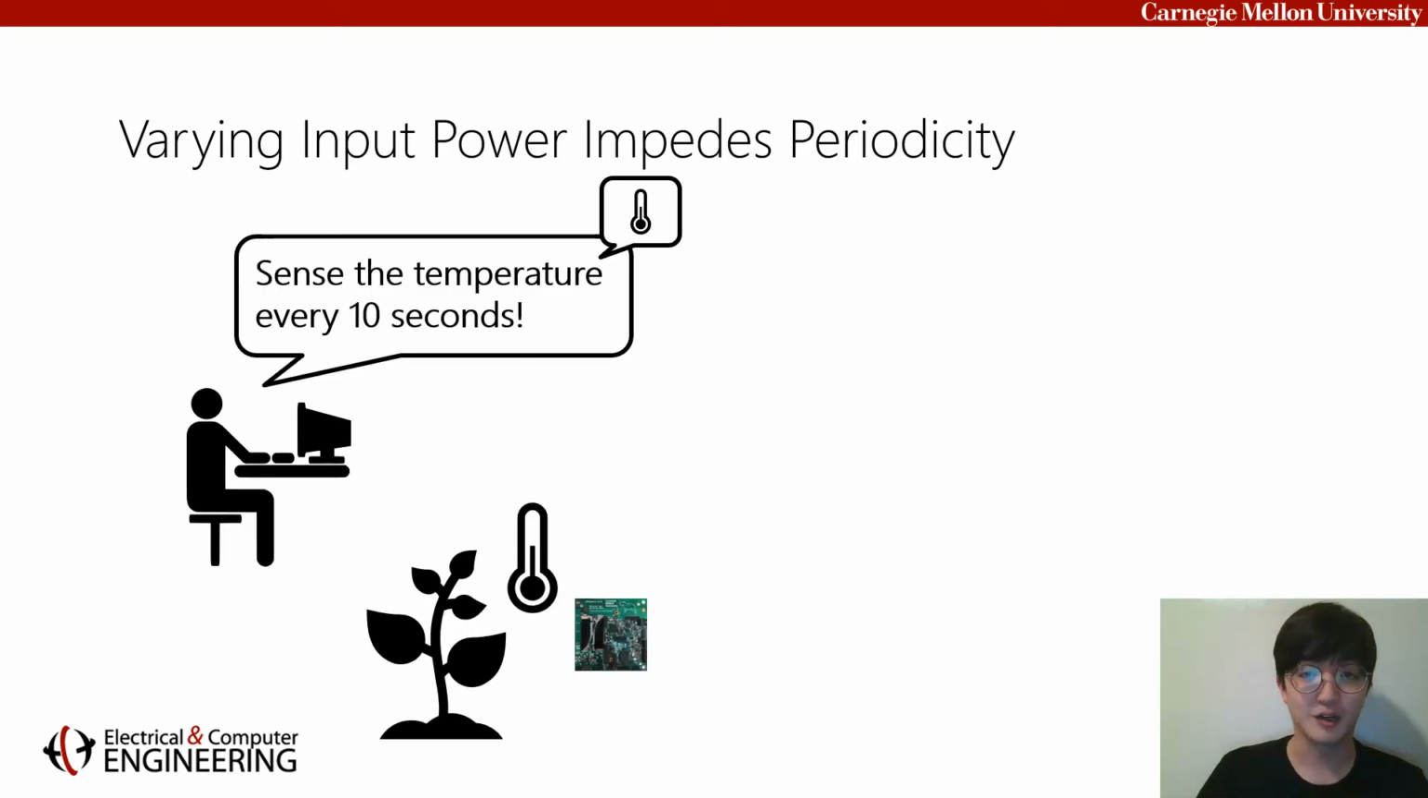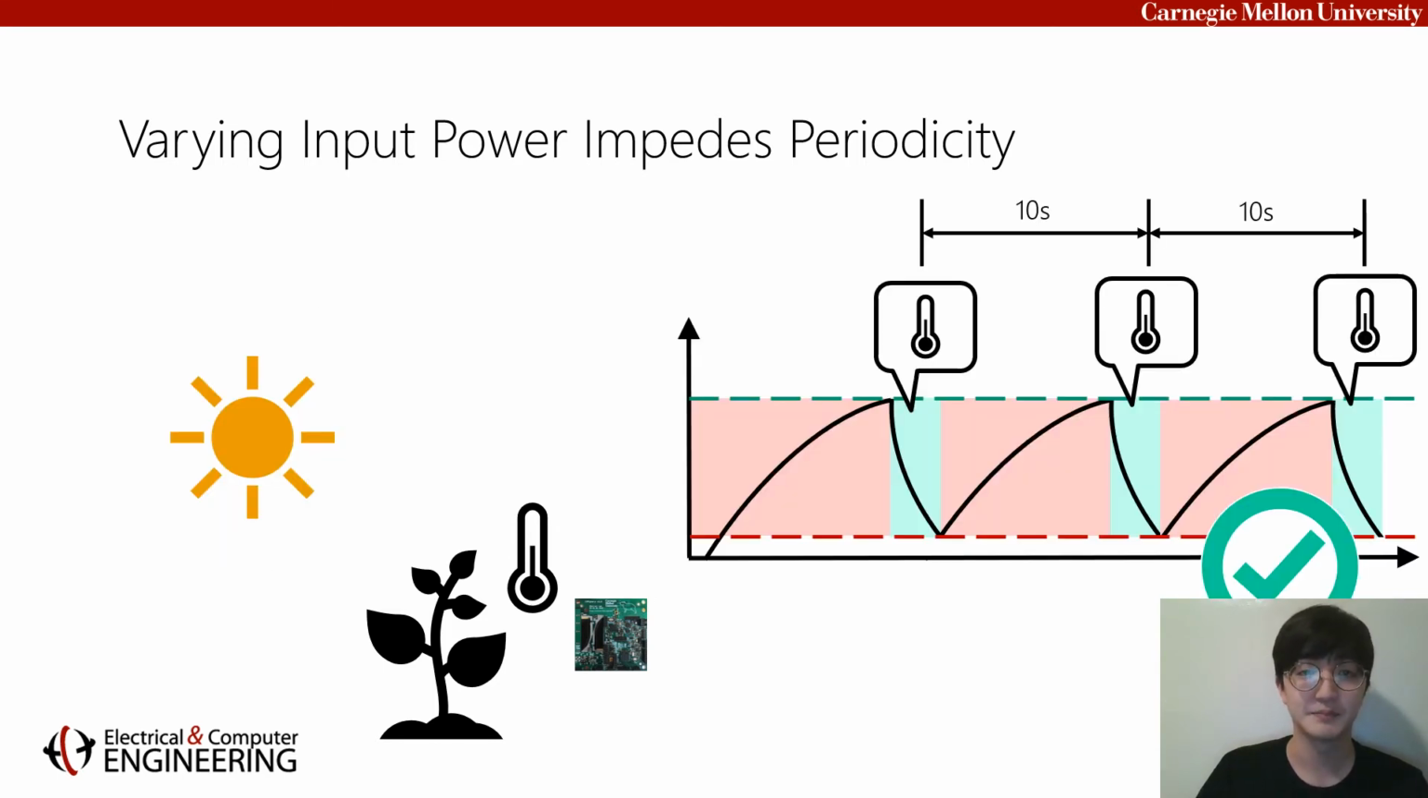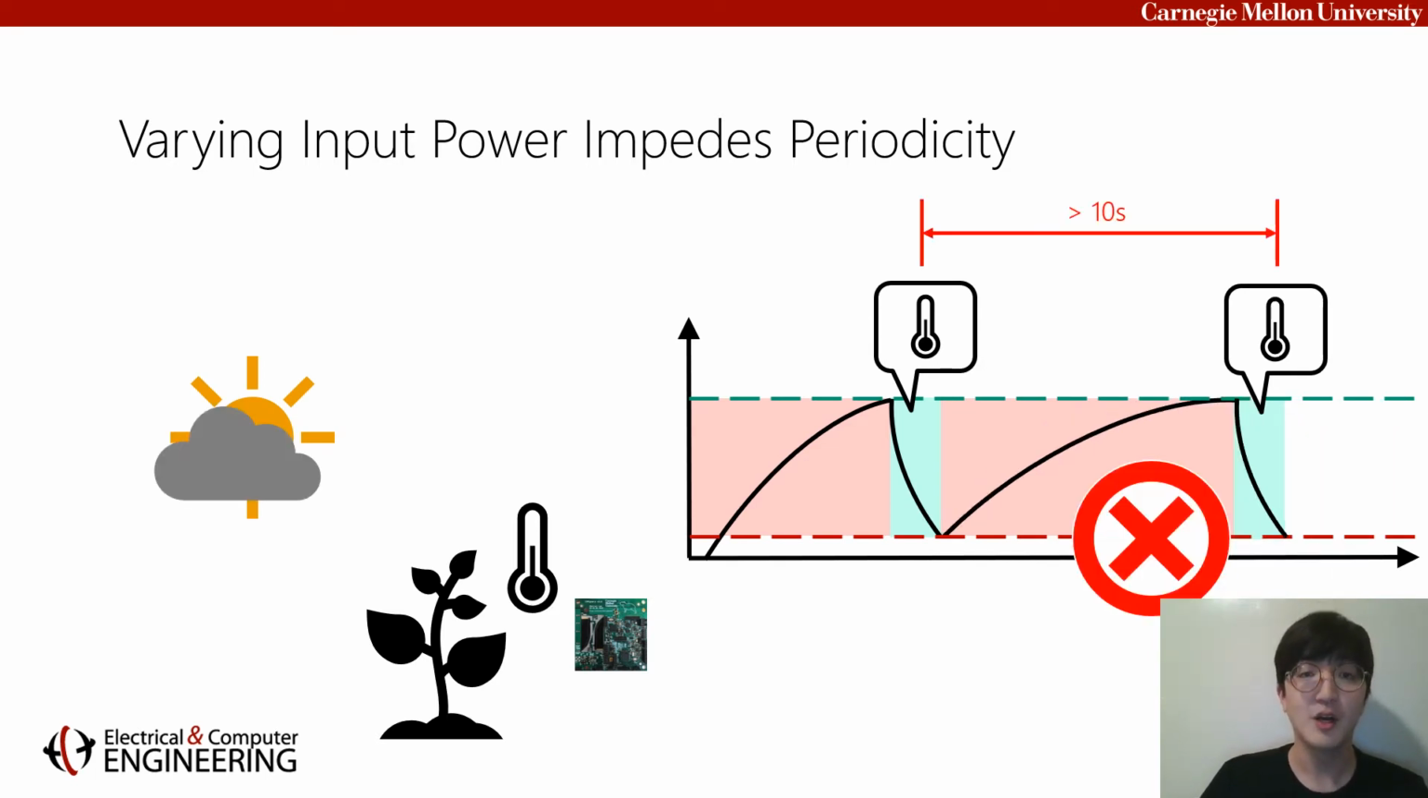So why is it hard to run a program periodically on intermittent systems? First, varying incoming power makes periodic execution complicated. Let's again say that the programmer wants to collect the temperature data every 10 seconds. This may be simple when there is enough energy, as you can see from the figure. However, when the incoming power becomes less, the charging time of the system becomes longer, and this can make the system fail to keep up with the programmer's specified period.